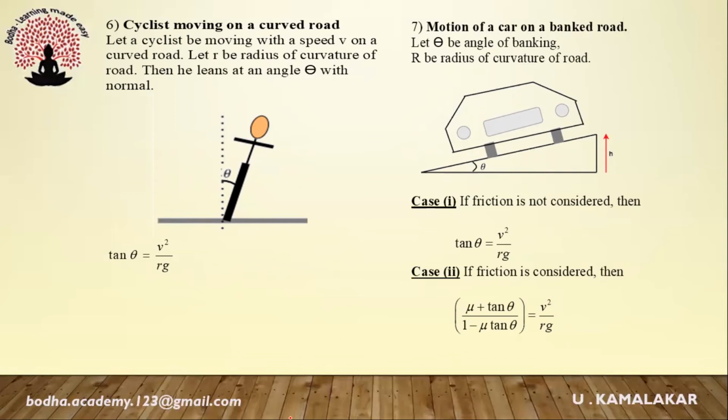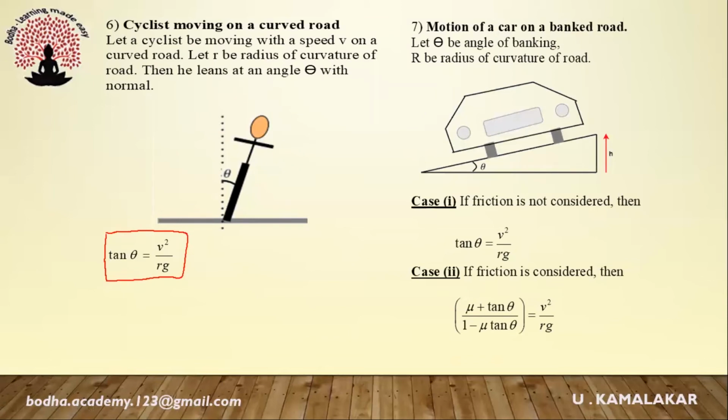Consider a cyclist moving on a curved road. Let the cyclist be moving with a speed v and let r be the radius of curvature of the road. Then he leans at an angle theta with the normal. In such a case, tan theta equals v square by rg.